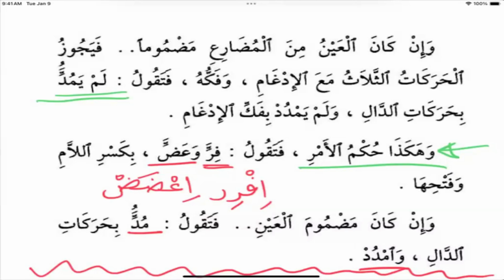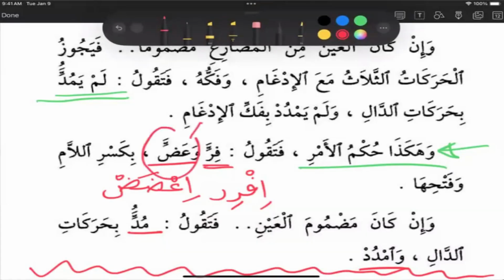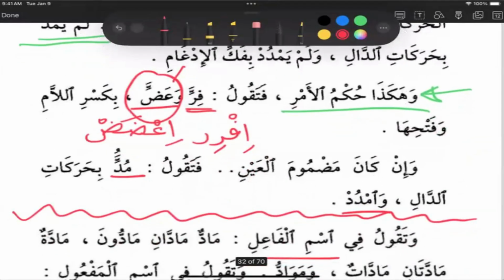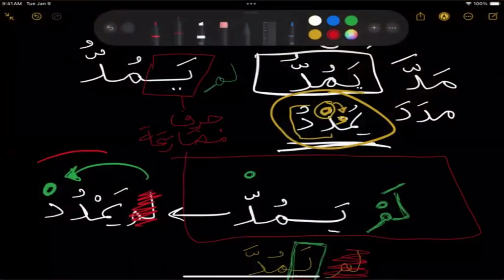Before you say that, this right here is the amr already. This one, that is the amr. Had it been ya'uddu, then the dhamma would be on the ayn, like mudaa. But if we want to separate, فك الإدغام, what can we say here? Because it can take both forms, right? Yes, meaning the merger is permitted.